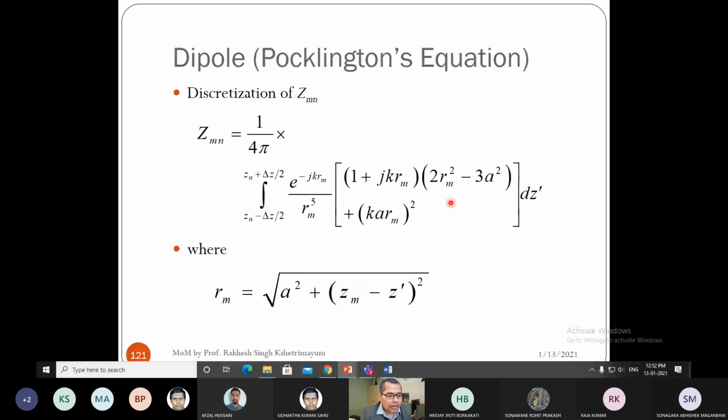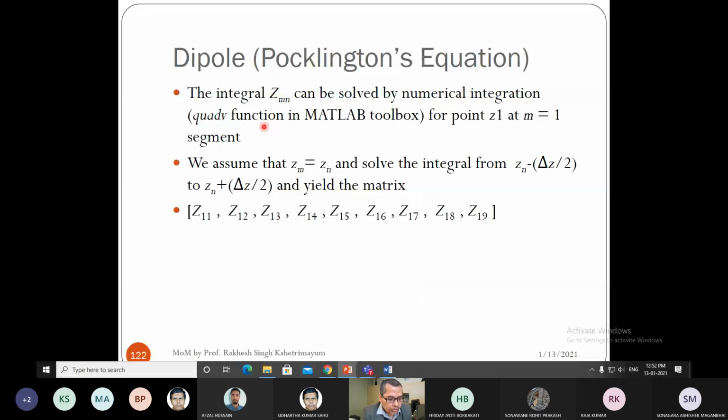If you have defined Z as a symbolic variable, then you can do integration of this. You can use the quadgk function in the MATLAB toolbox to do the integration. And you can even use integral also. Integral for 1D integration, integral2 for 2D integration, you can use. You can explore. So just find out the first row of this matrix, then you can find out all other rows. So this first row you are finding.